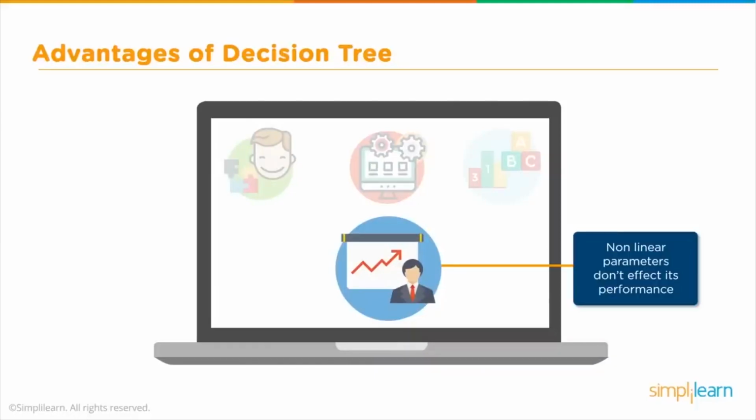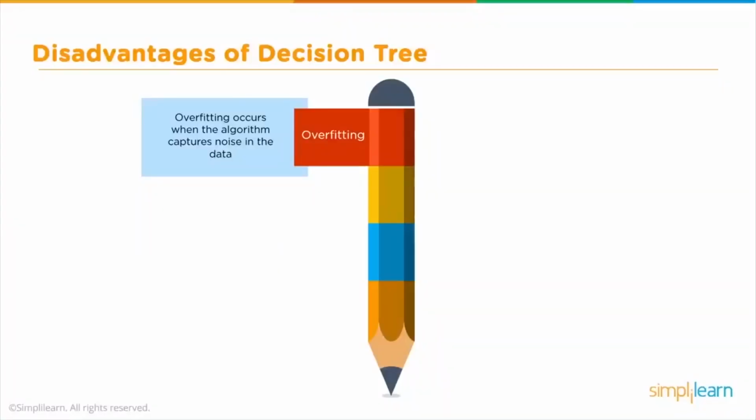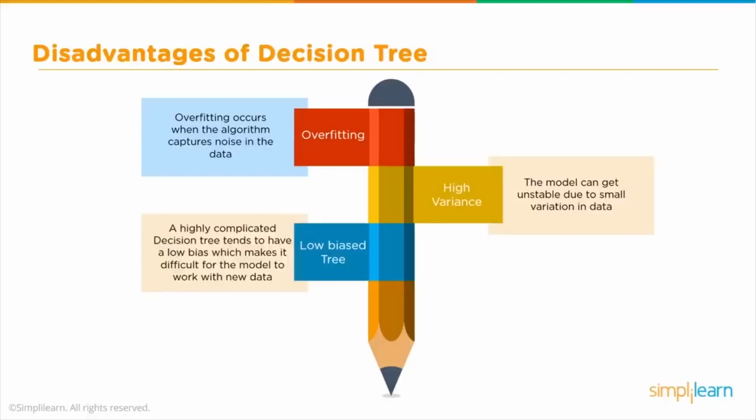decision or prediction. If we're going to look at the advantages of a decision tree, we also need to understand the disadvantages of a decision tree. The first disadvantage is overfitting. Overfitting occurs when the algorithm captures noise in the data. That means you're solving for one specific instance instead of a general solution for all the data. High variance. The model can get unstable due to small variation in data. Low bias tree. A highly complicated decision tree tends to have a low bias, which makes it difficult for the model to work with new data.